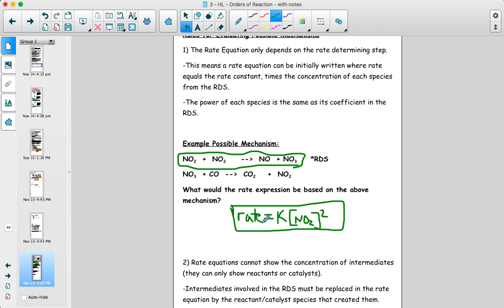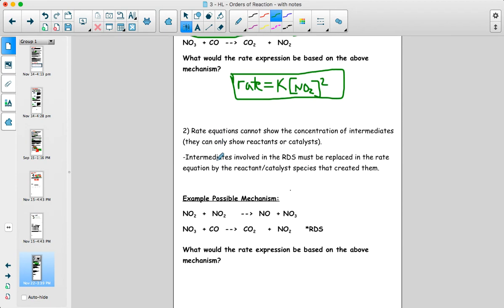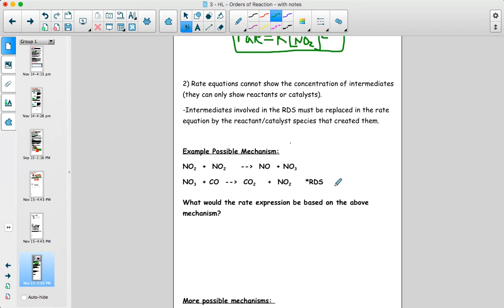Okay, that's for if the rate determining step is the first step of a reaction mechanism. But rate equations can't show the concentrations of intermediates. So if the rate determining step is not the first step, then it's going to be slightly more complicated, but still not that hard. This is the same mechanism, but now I'm looking at the case where the rate determining step is the second step. So this is the only step that matters.